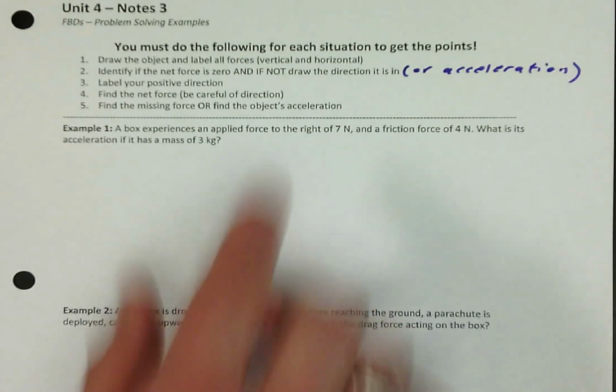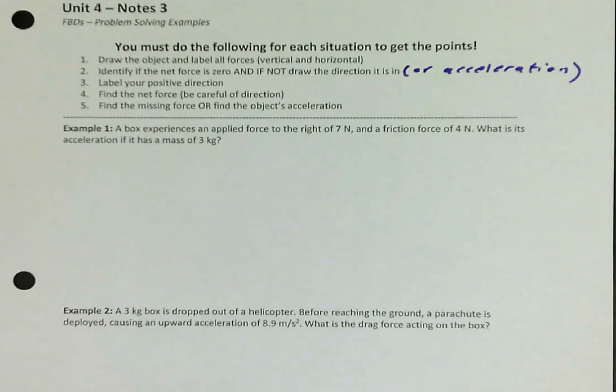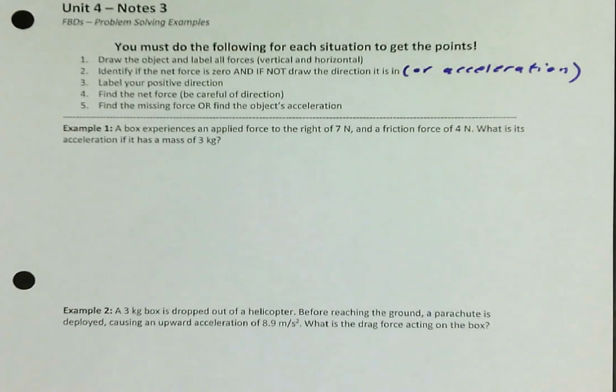Then you're going to label the direction that's positive, whatever that's going to be. Once you've labeled your positive direction, you're going to find the net force. And then once you find the net force, you're going to find the object's acceleration, or whatever the missing force is, whichever it asks you to do. So in this one, I'm going to start by drawing my box.